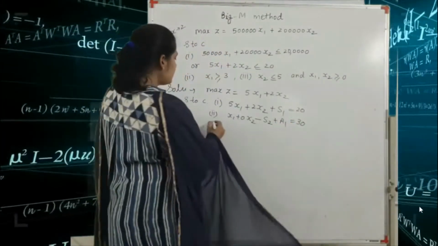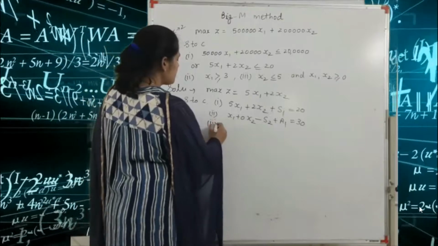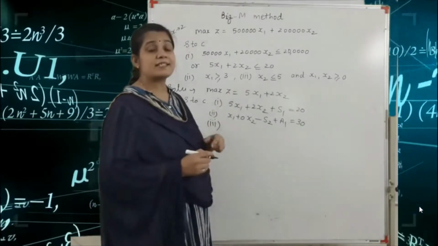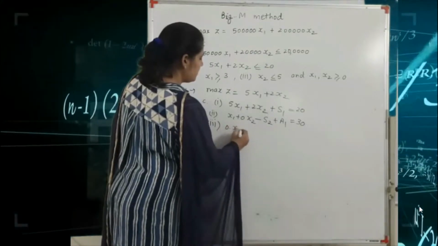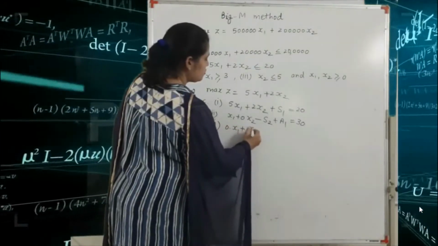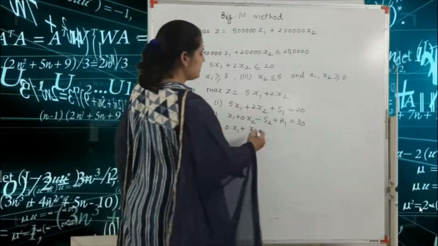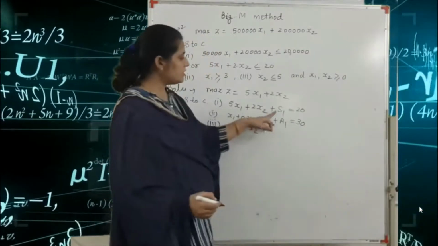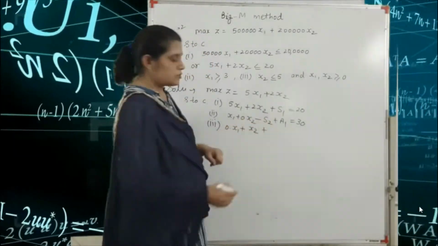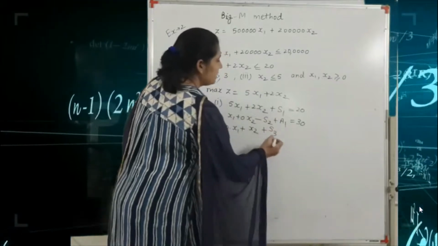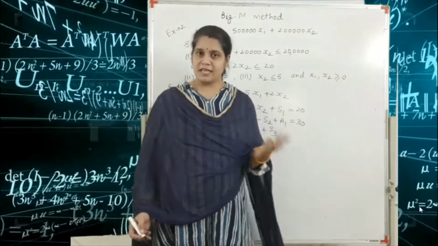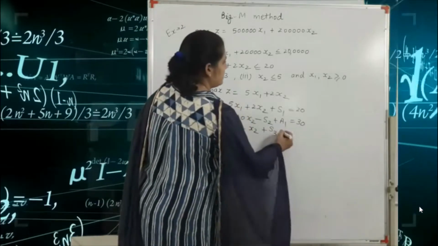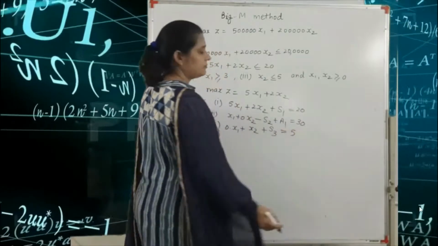The third equation is x2 less than or equal to 5. So we write 0x1 plus x2, and since it is of the less than or equal to type, and we already used s1 and s2, we write the slack variable s3, equal to 5.